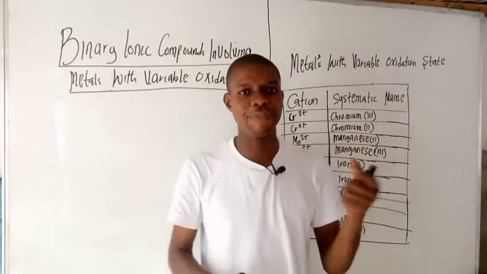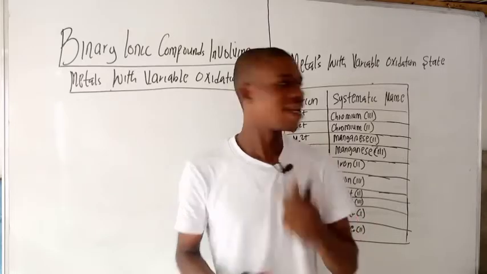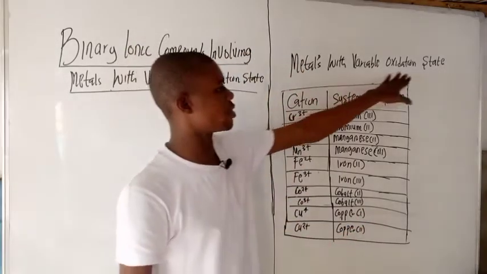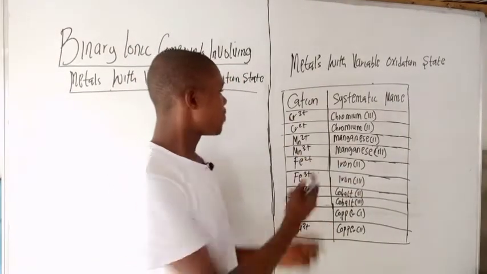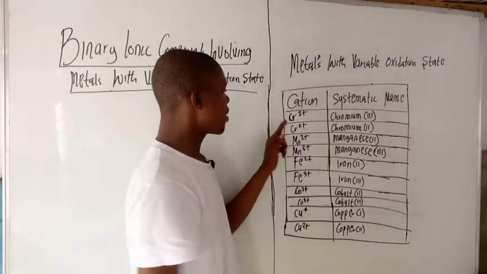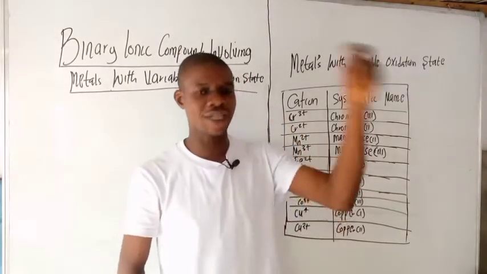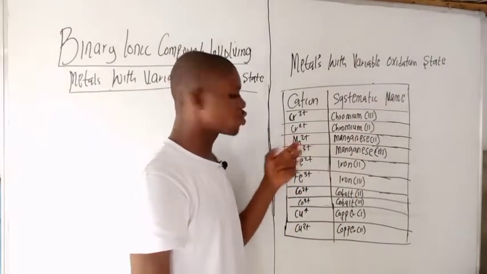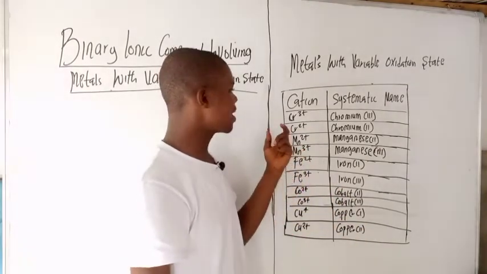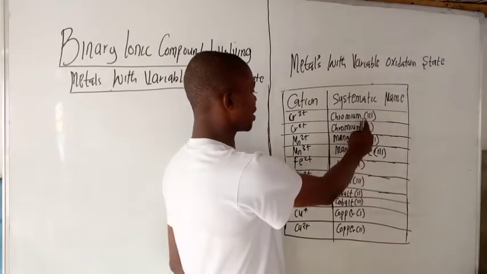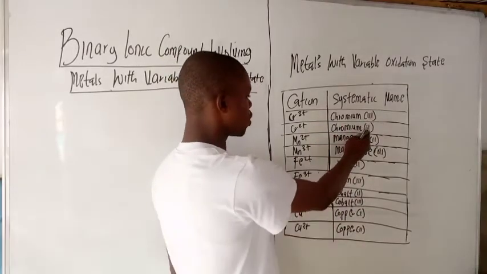Examples of metals that can form variable oxidation states are the transition metals, which you commonly find in the d-block elements. Here we have the cation systematic name. Here we have Cr3+, which means that chromium can lose 3 electrons. It can also lose 2 electrons, because it can possess more than one oxidation state. So you must include the oxidation number as a Roman numeral. Here we're going to have chromium(III) and chromium(II).